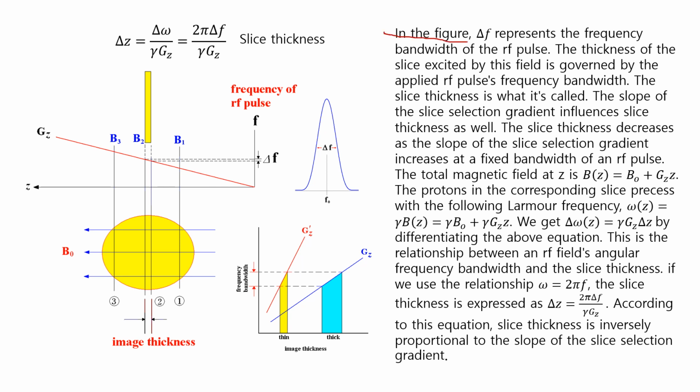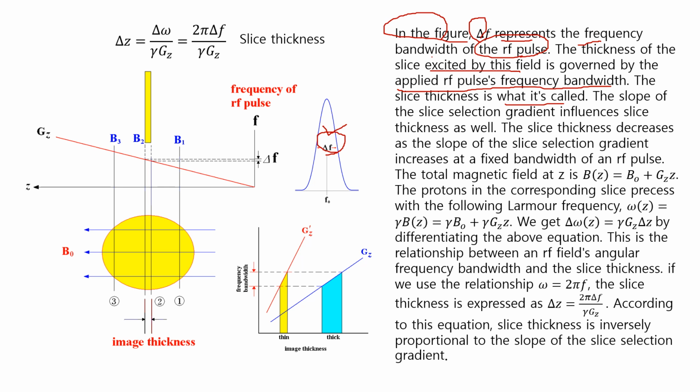In the figure, delta F represents the frequency bandwidth of the RF pulse. The thickness of the slice excited by this radio field is governed by the applied RF pulse's frequency bandwidth, delta F.